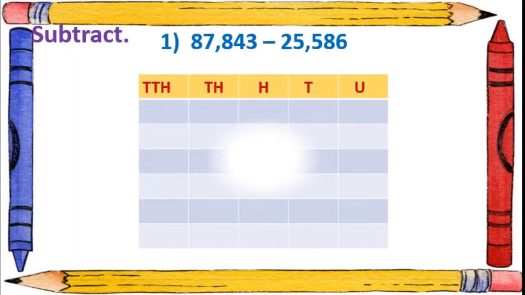Subtract. Okay, we will write the number. This is a 5-digit subtraction. Okay? 3 in the unit place, 4 in the tens place, 8 in hundreds place, 7 in thousands place, and 8 in 10,000s place. Minus 25,586. So 6 in unit place, 8 in tens place, 5 in hundreds place, again 5 in thousands place, and 2 in 10,000s place. Okay, now we will start the subtraction.